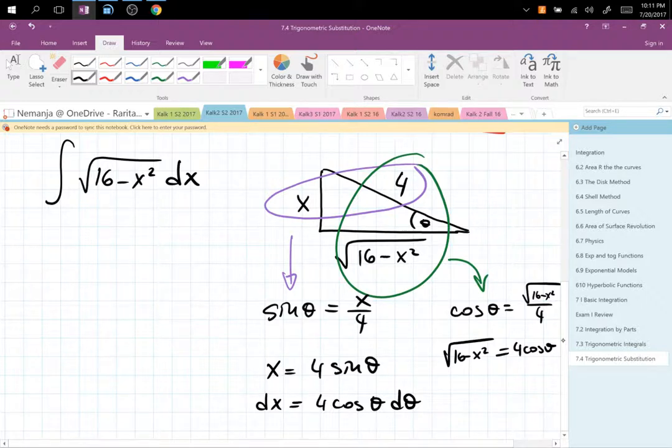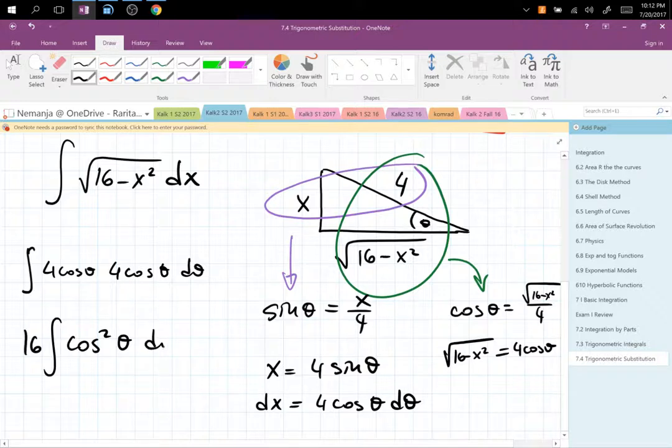Again, you will get basic trig functions, and you will solve them for x or for whatever feature they have. And when you solve them, sometimes you're going to use all 3, sometimes only 2 of them. So in this case, I'm going to yank out the square root and put 4 cosine theta. I'm going to take the dx out and put this instead. So looking at the formulas, I have the integral of the square root, which is 4 cosine theta, and then instead of dx, I have another 4 cosine theta d theta. So this is 16 times the integral of cosine squared theta d theta.